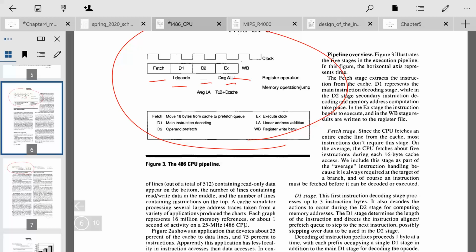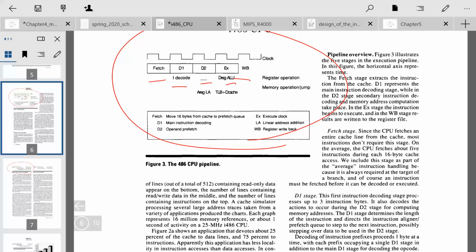Then in the D2 stage, that's where it processes either the data that's encoded into the instruction, or it starts to calculate the address of the memory location that the data needs to be pulled from.